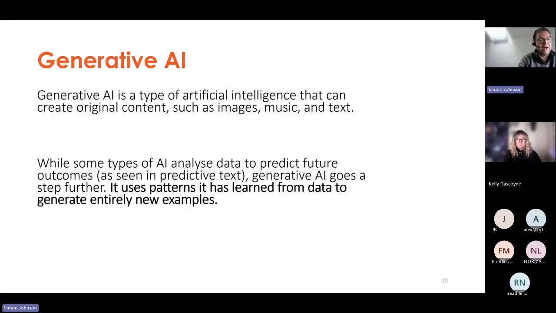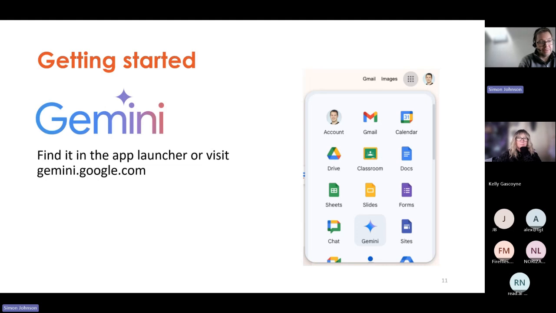So what is generative AI? So generative AI is a field of AI that can generate original content. This includes text, images, music, and even videos as well. To access Gemini, there's several ways to do this while signed in with your school account. You can go to gemini.google.com. You can also access Gemini in the waffle inside Classroom. Just click on the waffle and click on the Gemini button. And there's other ways as well.